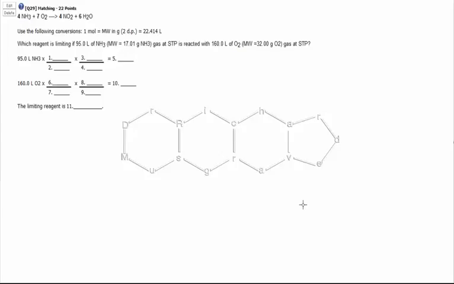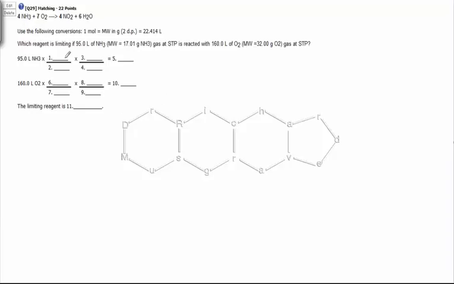Alright, we're looking at a limiting reagent problem here. And the question is, which reagent is limiting if 95.0 litres of NH3 is reacted with 160.0 litres of O2? They're both gases at STP. And what we're looking at here is we've got our 95.0 litres.